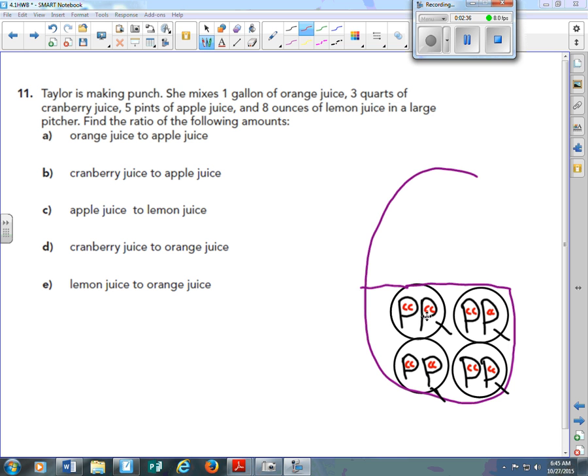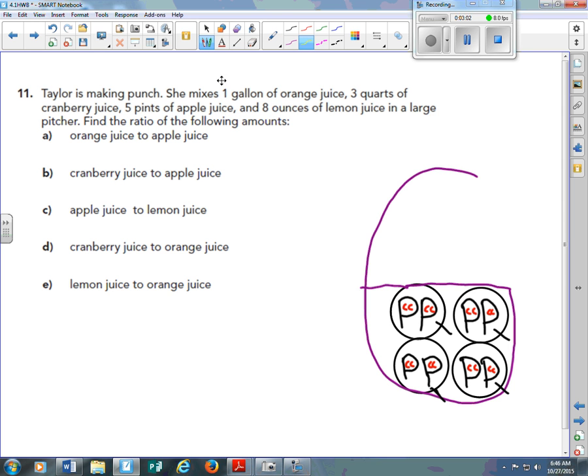So if we look at this, we can see that we've got the gallon, and inside of every gallon there are 4 quarts. Inside of each quart is 2 pints, and inside of every pint is 2 cups. Now we can start going back. It says apple juice to orange juice. Again, I said we should convert them all to cups because that just makes it easier. So we have to figure out how many cups of orange juice there are.